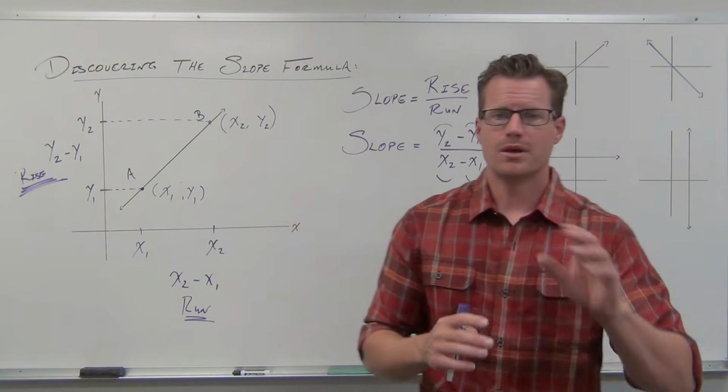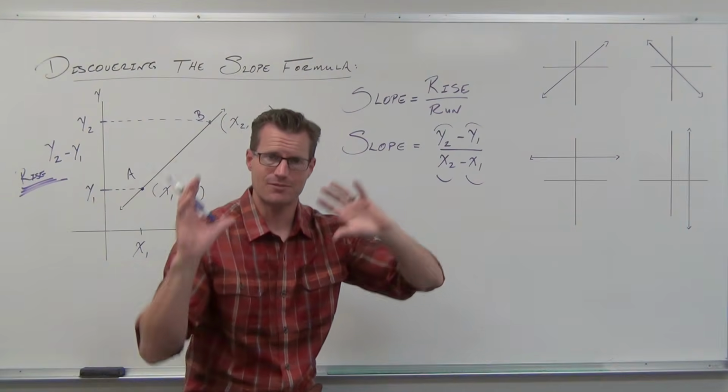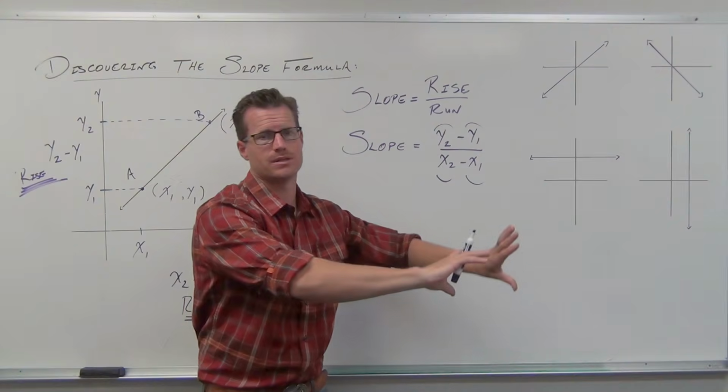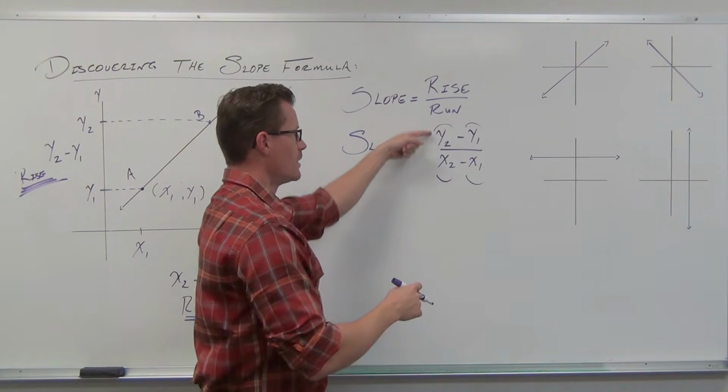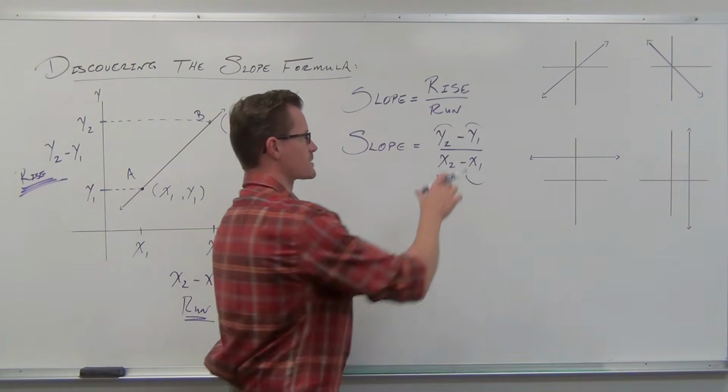Do not do that. The other thing to remember is that the rise is always on the top, so your y's have to be on the numerator. The run is always on the bottom, so your x's have to be on the denominator. So that's the keys here. This gives you 1 point. This is from another point. Y is on top, X is on the bottom.